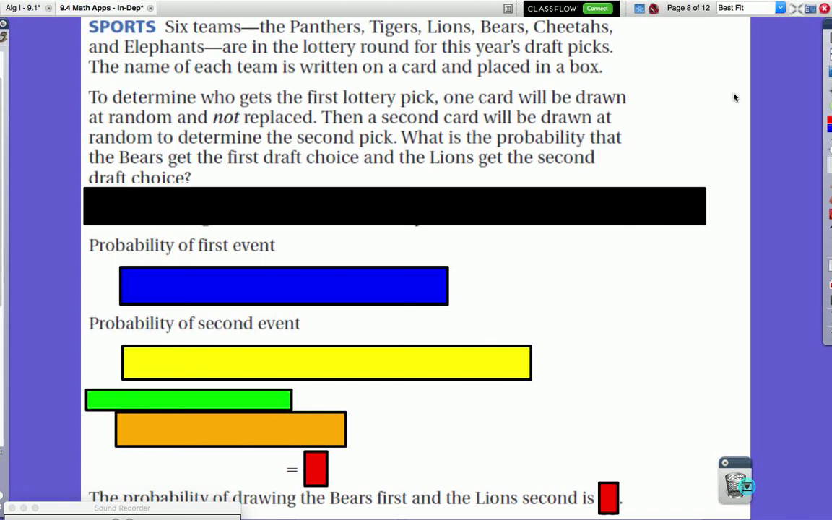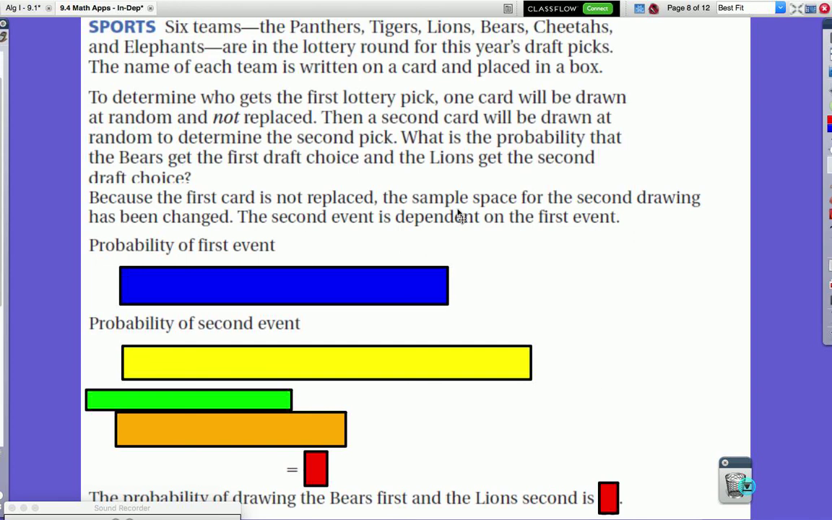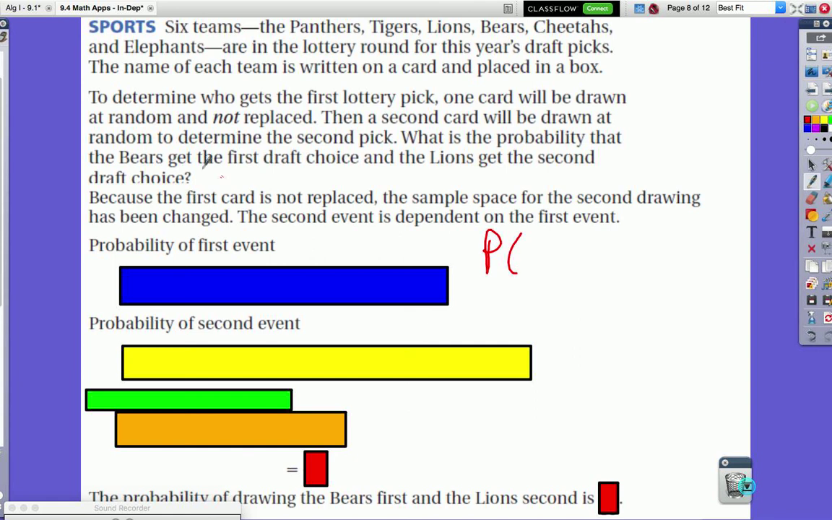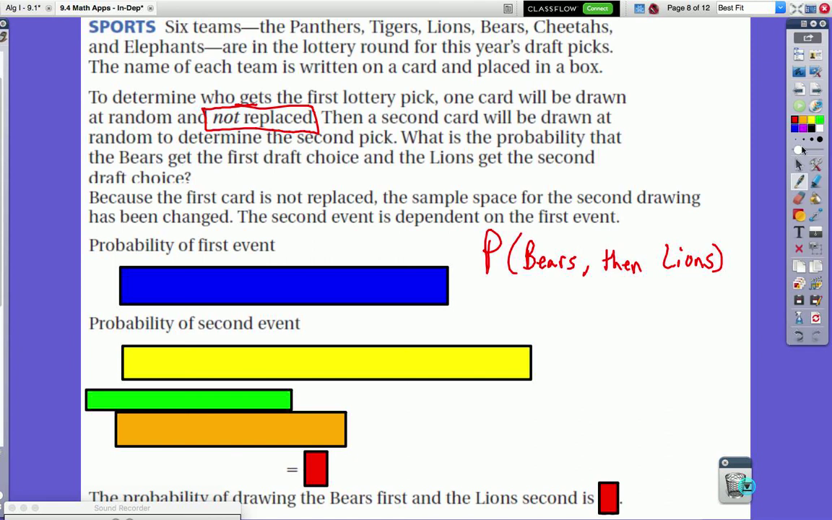So it wants us to find the probability that the Bears get the first draft choice and the Lions get the second draft choice. Okay, so just read this. It says, because the first card is not replaced, the sample space for the second drawing has been changed, so this is a dependent event. All right, so the probability that we're trying to find, again, is the probability that the Bears get first, and then the Lions get second, and again, we are not replacing that team. Okay, we are not replacing.